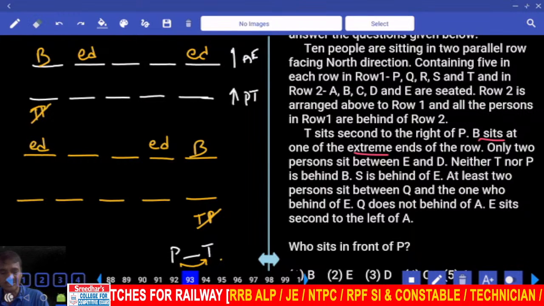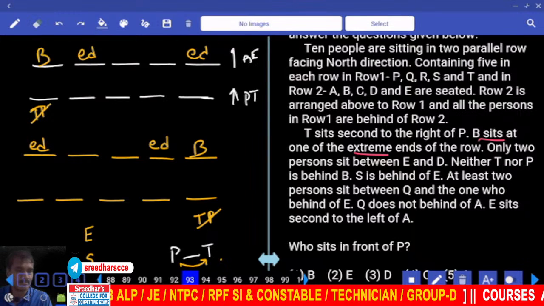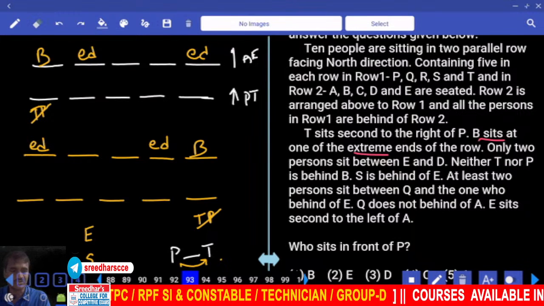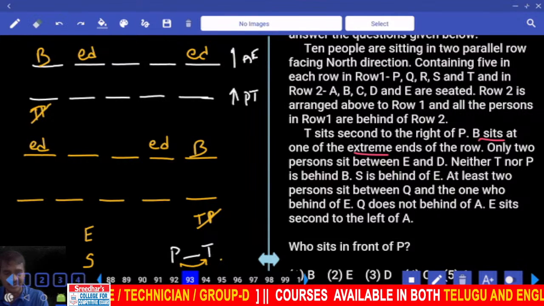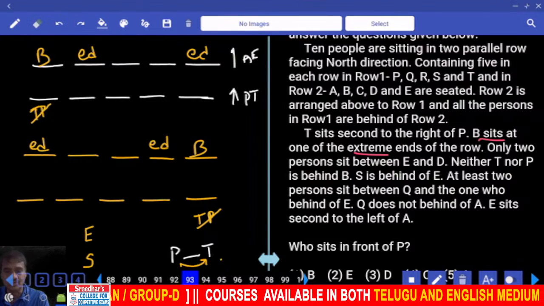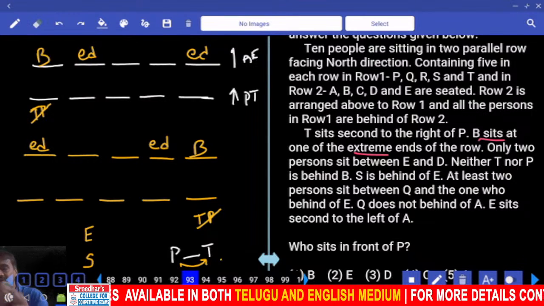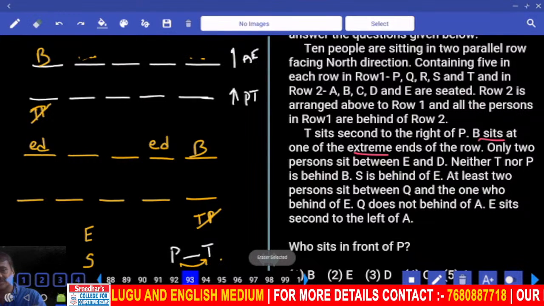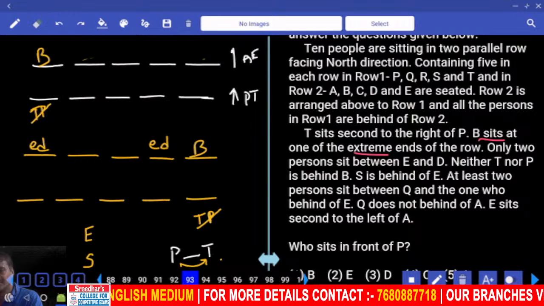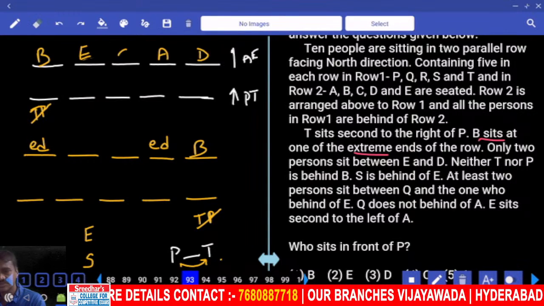Then S is behind E. E is here. S is behind E. Then at least 2 persons between Q and the one who is behind E. Q is not behind E. E sits second to the left of A. As E is seated second to the left of A, here we have got a clue. E is seated second to the left of whom? A. And C is here. Then A is here, D is here, C is here.